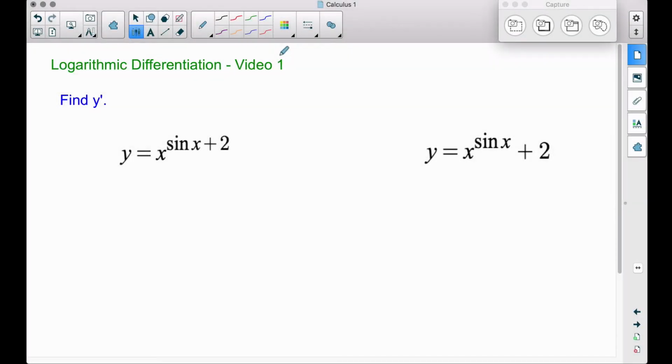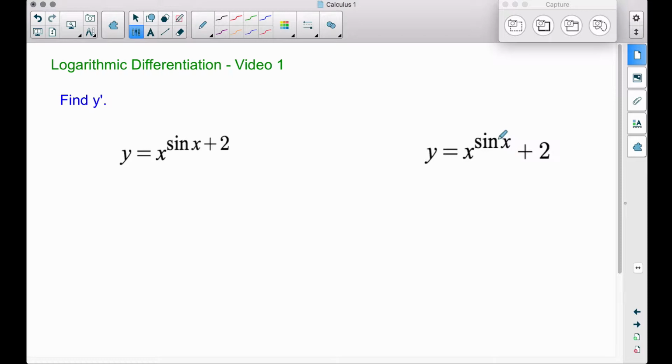In this video, we're going to look at logarithmic differentiation, and this is video number 1 where we will focus on this example. In a future video, we will look at this one because they are two different functions here. We have sine of x plus 2, all of this is in our exponent, whereas over here sine of x is the only piece in our exponent there. So this will lead to two different derivatives, and if you're not careful, you can get confused on how you apply the properties of logarithms and then proceeding onward to differentiation.